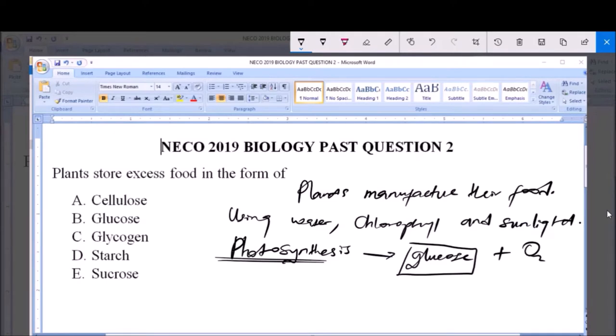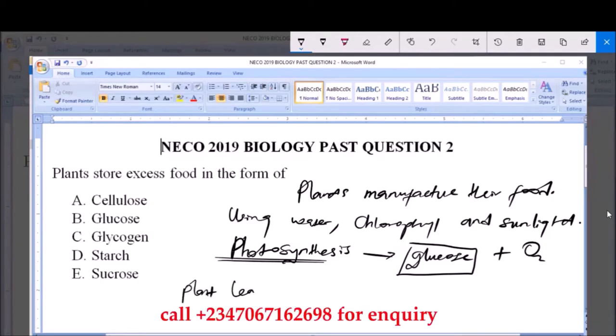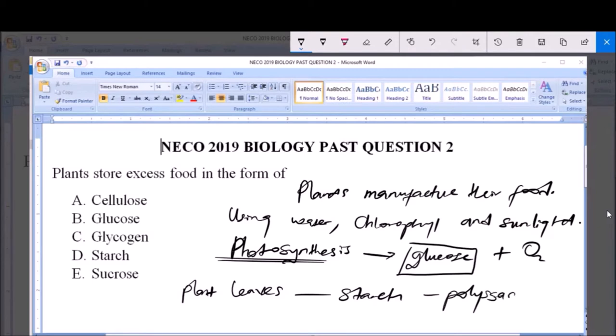Now, this glucose, when stored in the plant body, and it is mostly stored in the plant leaves, is stored in form of starch. Remember, glucose is a monosaccharide, but starch is a polysaccharide. So plant food is actually stored in starch form, which is a polysaccharide.